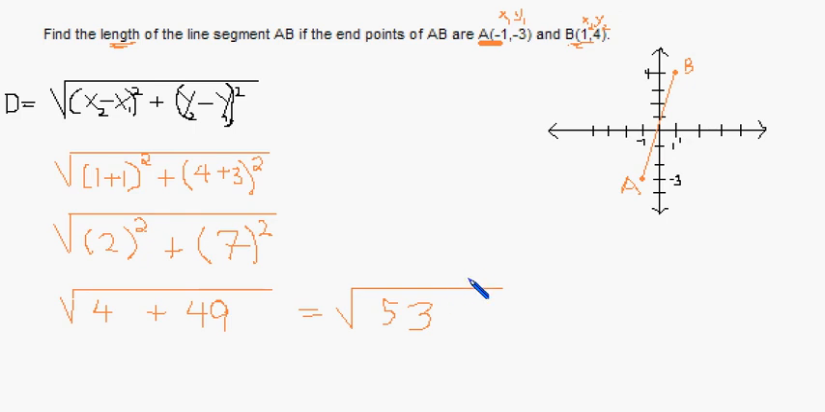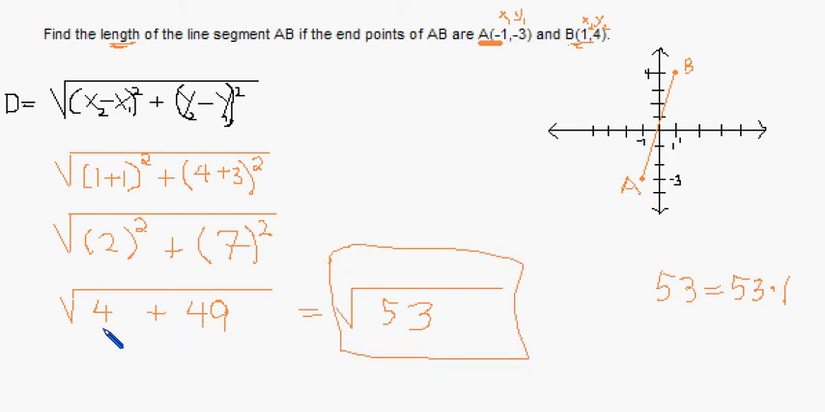Now, is there any way to reduce this? Well, it turns out the only factors of 53 are 53 times 1. There are no other factors, so you cannot take the square root of 53 and get a nice number. Remember, this is not a perfect square, and there are no factors that you can use to reduce that radical. So our final answer is that the square root of 53 is the length of the line segment AB.